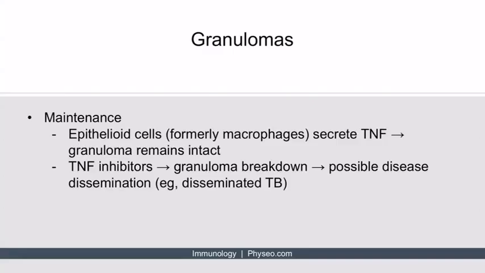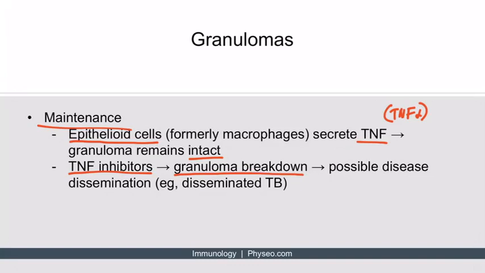And there's one last detail you need to know about granulomas, and that is how they're maintained. Here's what happens. Epithelioid cells, again, those are formerly macrophages, will secrete TNF, which again you can call TNF-alpha. And this causes the granuloma to remain intact. Now, TNF inhibitors, or TNF-alpha inhibitors, will cause granuloma breakdown, because after all, that granuloma needed that TNF in order to stay intact. So if it's being inhibited by a drug, then the granuloma will break down.